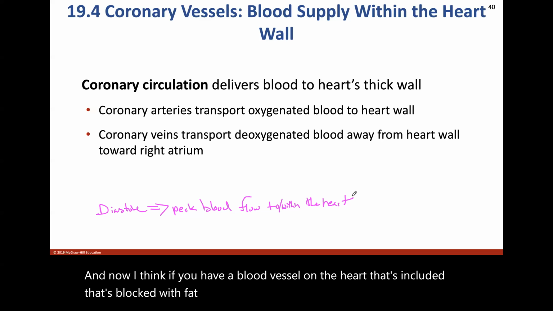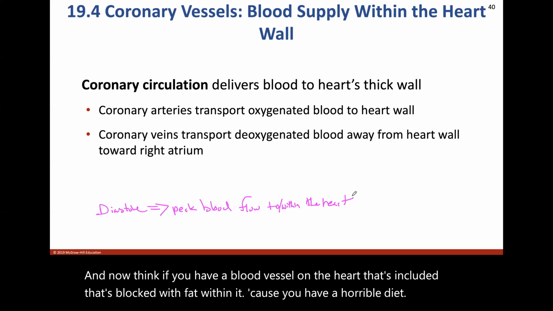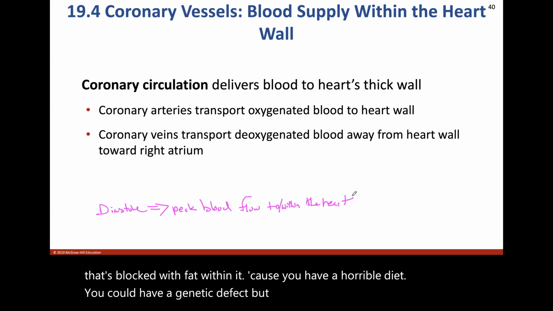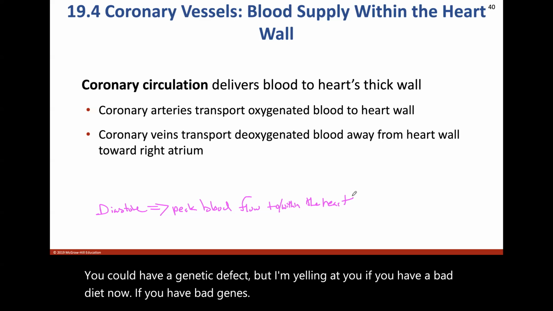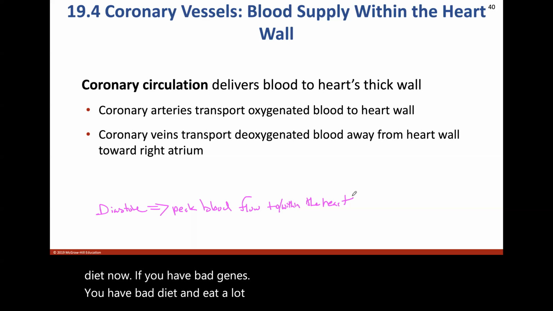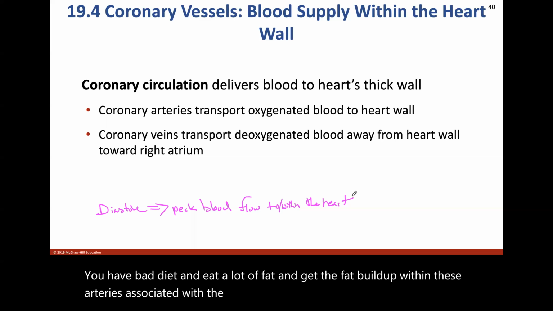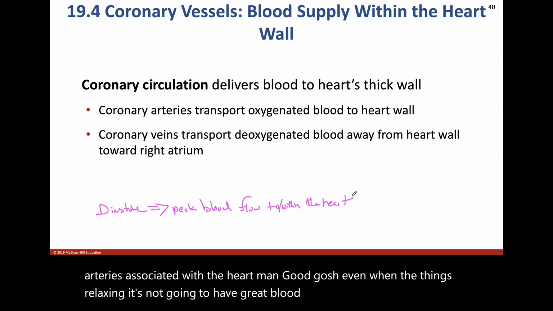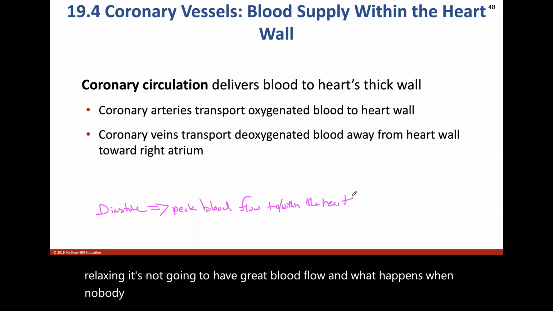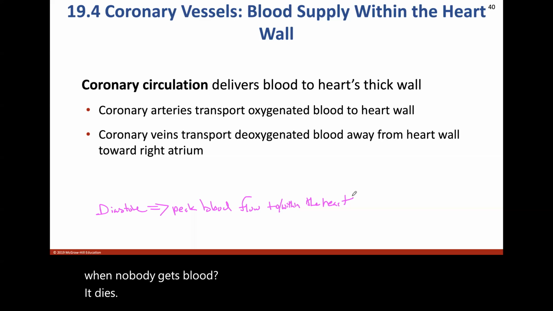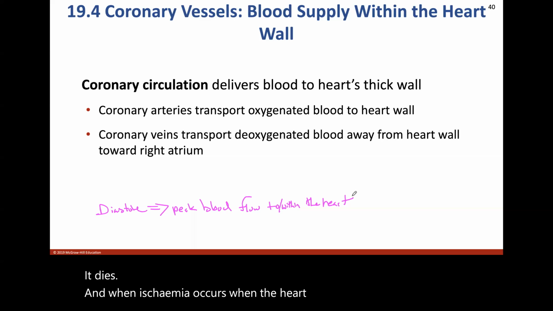And now think if you have a blood vessel on the heart that's occluded, that's blocked with fat within it because you have a horrible diet. You could have a genetic defect, but I'm yelling at you if you have a bad diet. Okay. Not if you have bad genes. If you have a bad diet and you eat a lot of fat and you get the fat buildup within these arteries associated with the heart, man, good gosh. Even when the thing's relaxing, it's not going to have great blood flow. And what happens when nobody gets blood? It dies. And when ischemia occurs here in the heart, that's a death sentence for a lot of different structures of the heart.